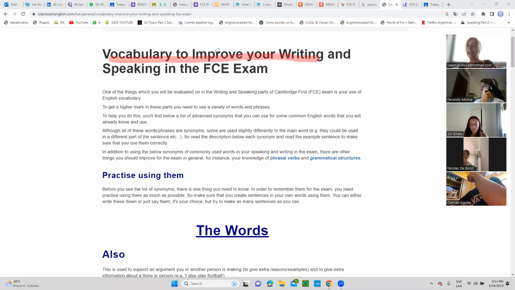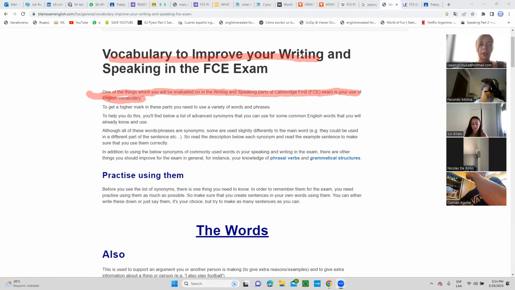And as I always say, if you improve your writing and you have vocabulary words or grammar words for the writing, they are also going to help you for the speaking. Remember, I always tell you that. And if we see vocabulary for the speaking, it's also going to help you for the writing. So one of the things which you will be evaluated on in the writing and speaking parts of the first certificate exam is your use of English vocabulary.